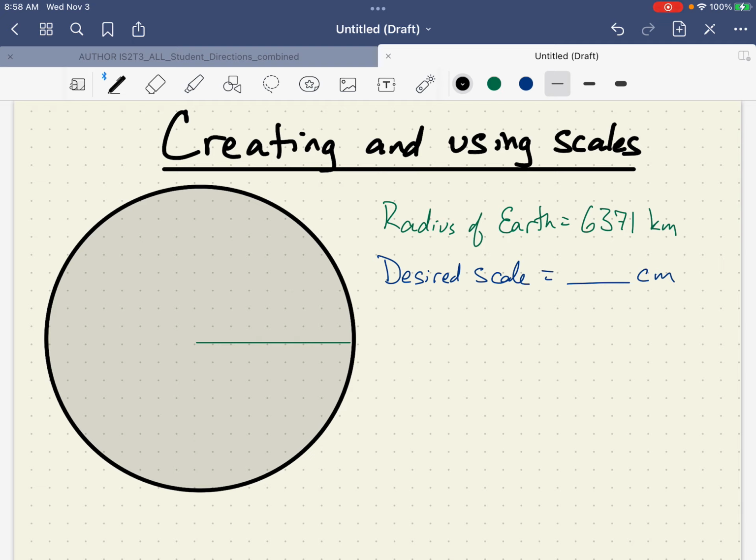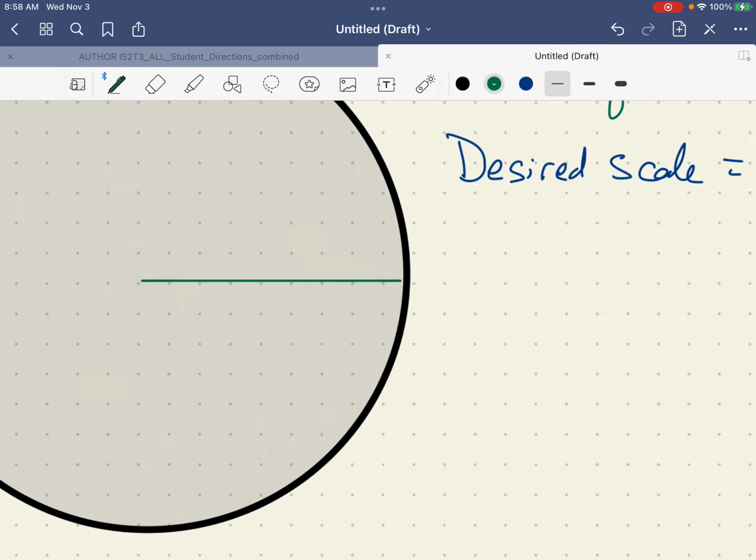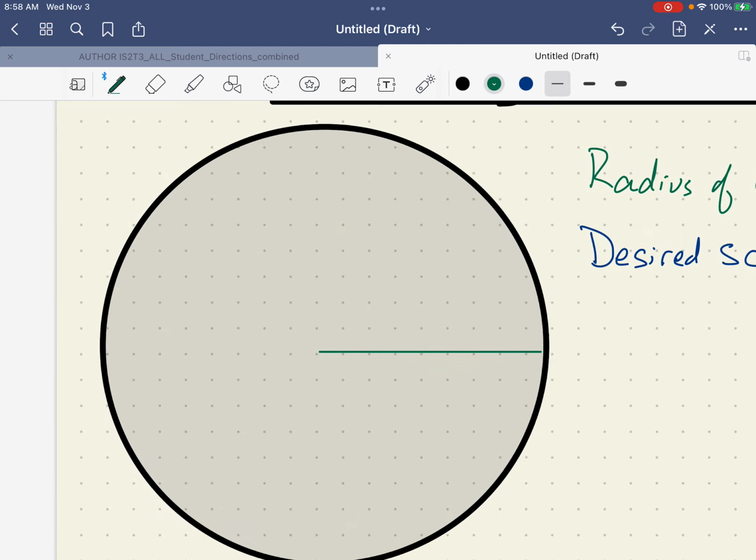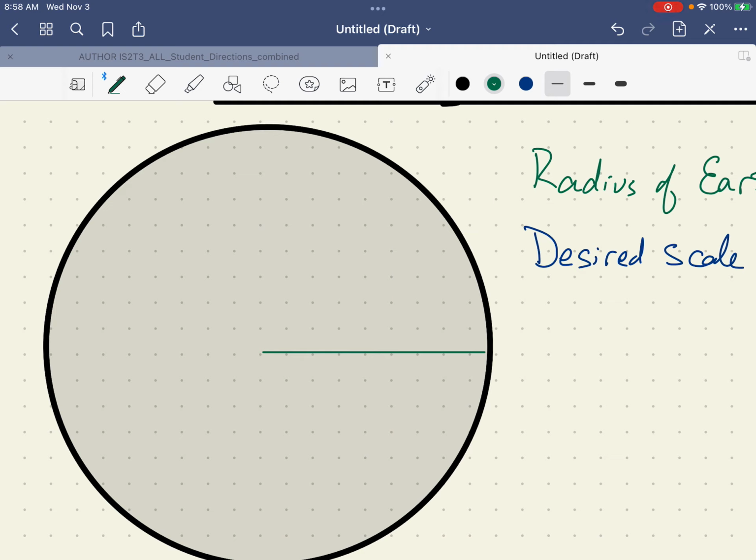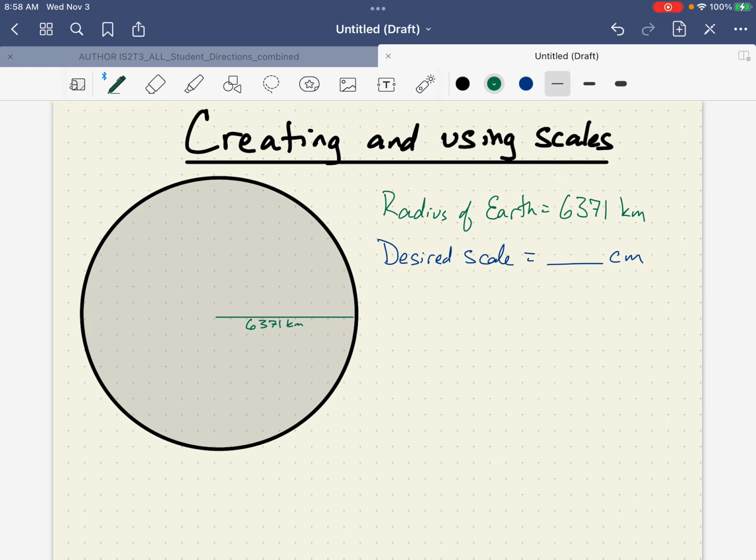So some things I need to know is I need to know what the actual scale of the Earth is. For example, if you look up the average radius of the Earth, you can see that it's 6,371 kilometers. Remember, the radius is from the center of a circle to the outside. So the actual radius of the Earth is about 6,371 kilometers on average. Okay. Then when I create a scale, I can really create the scale. Since I'm creating my scale model, I can create it to whatever I want.